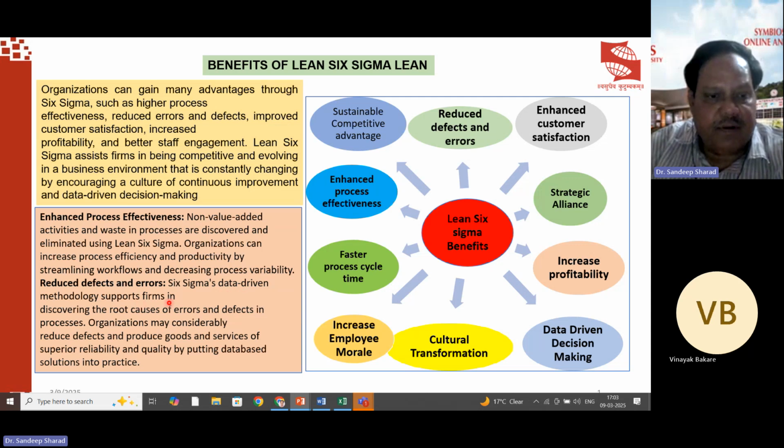Reduce defects and errors: the Six Sigma data-driven methodology supports firms in discovering the root causes of errors and defects in the processes. Organizations may considerably reduce product defects and produce goods and services of superior reliability and quality by putting data-based solutions into practice.